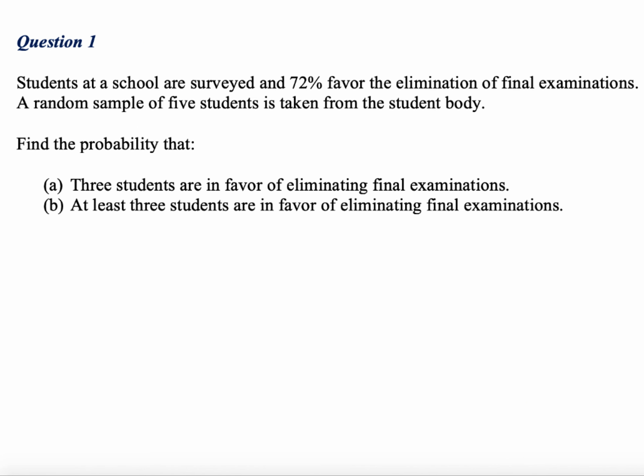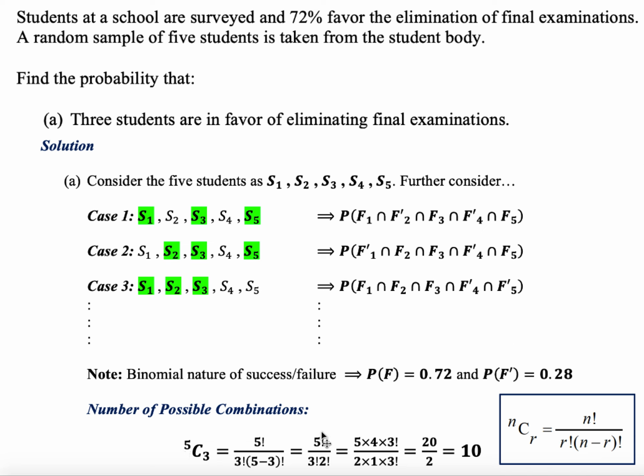So let's look at a classic example where students at a school are surveyed and 72% favor the elimination of final examinations. A random sample of 5 students is then taken from the student body. We'll focus first on part A, namely the likelihood that exactly 3 students are in favor of eliminating final exams. You can see the binomial flavor. Either you are in favor of eliminating final exams or you're not in favor, right? So you'll have the probability of being in favor as given is 0.72, and the probability of not being in favor is 0.28. It has to be 1 minus that.